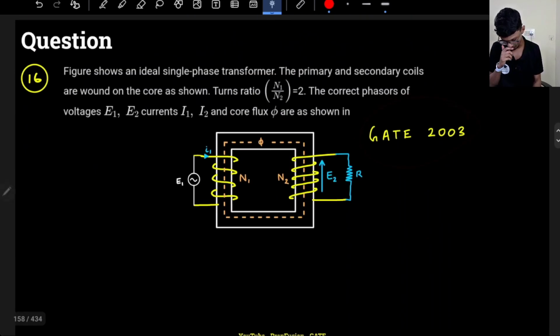This was a GATE 2003 question. Figure shows an ideal single phase transformer. The primary and secondary coils are shown. Turns ratio is this. The correct phasor for E1, E2, I1, I2 and the core flux phi will be equal to what? Okay. What will be the correct phasor?